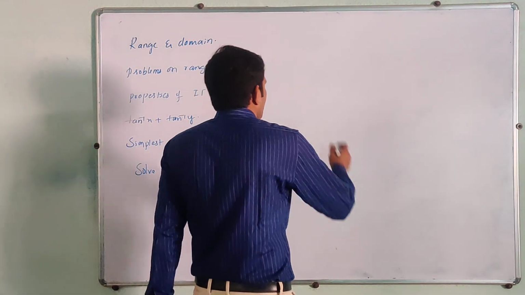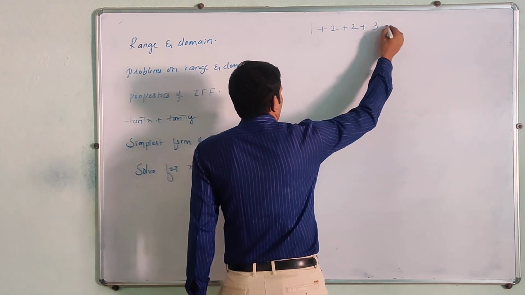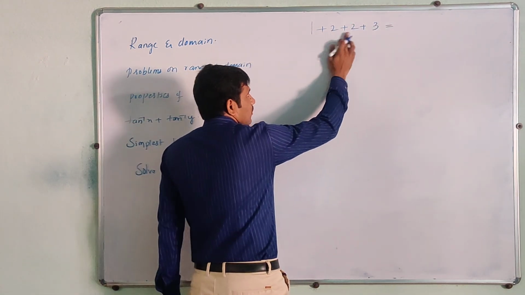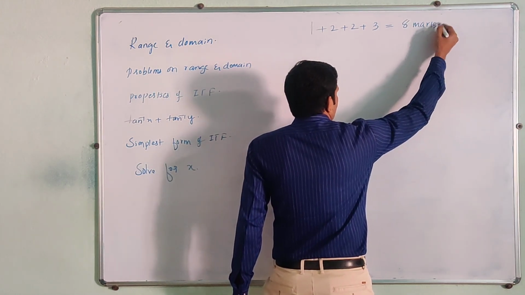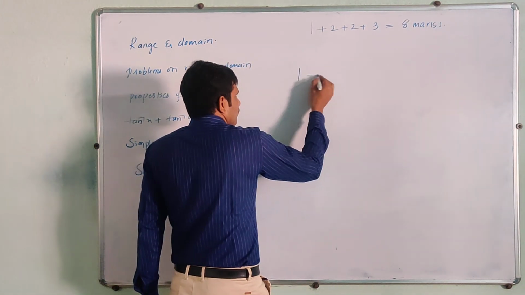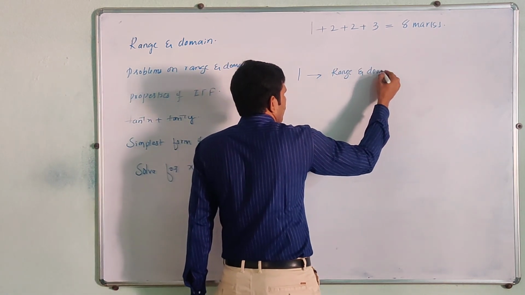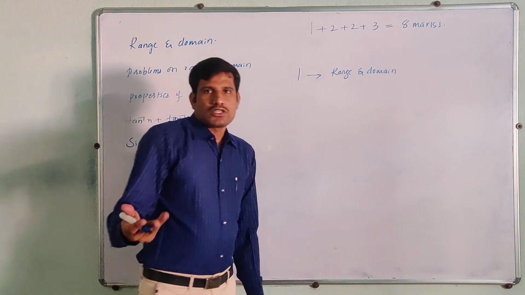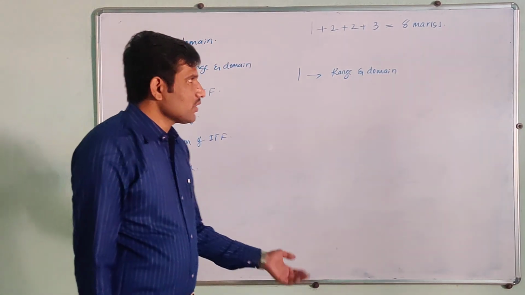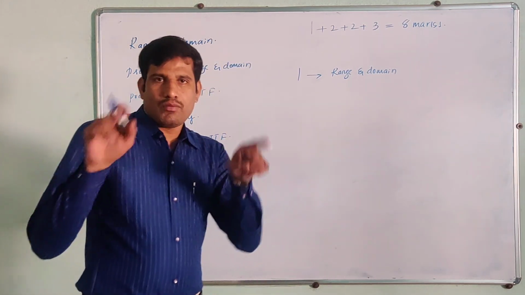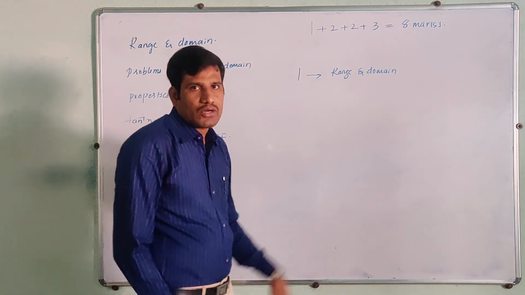Already I told you the weightage of this topic is 8 marks. There is one 1 mark question, two 2 mark questions, and one 3 mark question. For the 1 mark question, you should remember the range and domain table. They may ask what is the range of sin inverse x, or the domain of tan inverse x, or the range of cot inverse x. That table which I gave in the first class, you have to remember. So that is the 1 mark question.